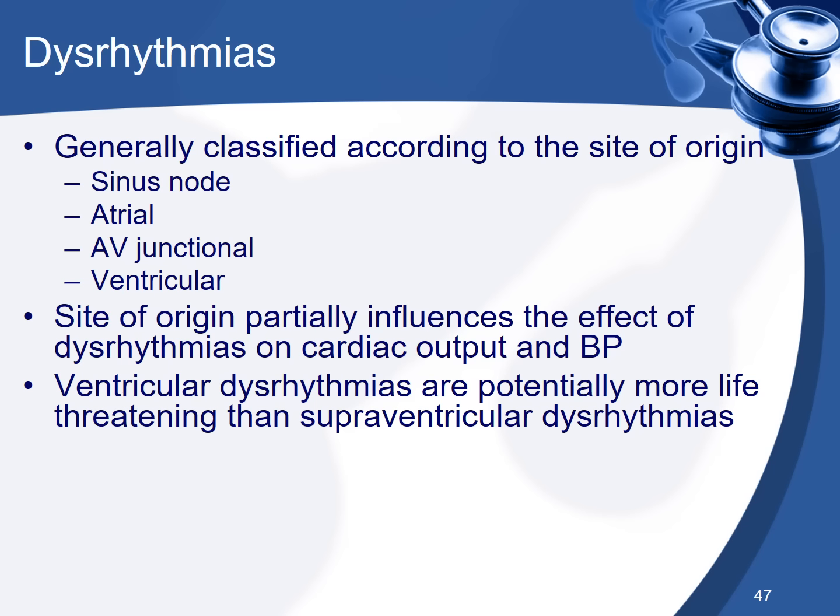They are generally classified according to where they come from, their site of origin. The sinus node can have dysrhythmias, then you have atrial dysrhythmias, dysrhythmias of the atrioventricular junction, or ventricular dysrhythmias. As we go down this list, the seriousness of the dysrhythmia increases. Your sinus node dysrhythmias are usually your most benign. We do have to treat them and figure out what's happening with the patient, but usually they are the least hemodynamically significant. As we go down the list, things get worse, and your ventricular dysrhythmias usually are your worst.